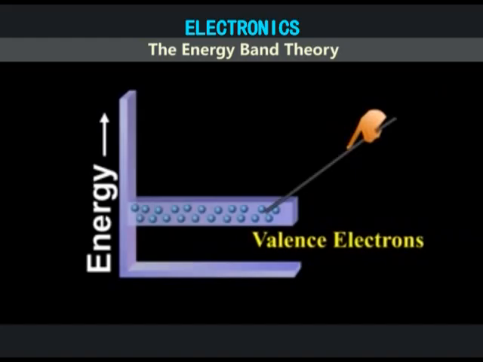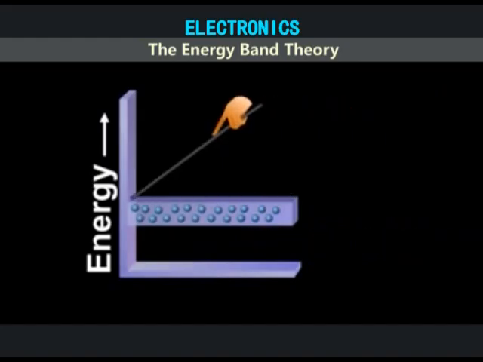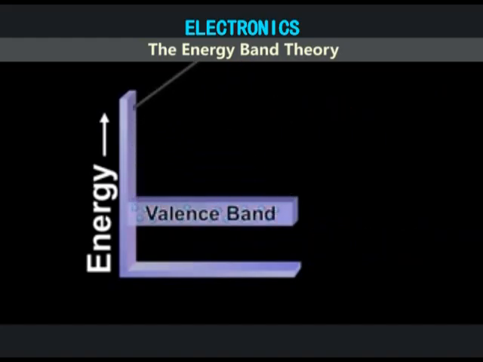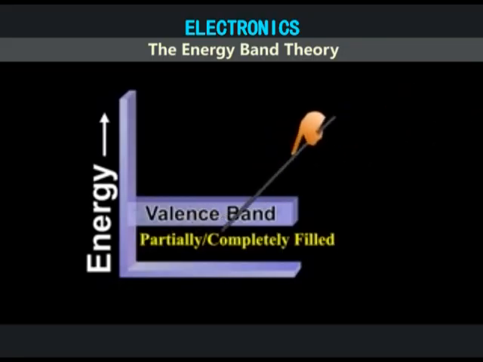A band which is occupied by valence electrons and having high energy is called the valence band. The electrons are used in bond formation. The valence band may be partially or completely filled. It can never be empty.